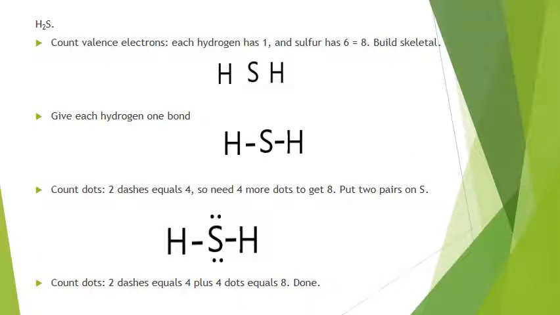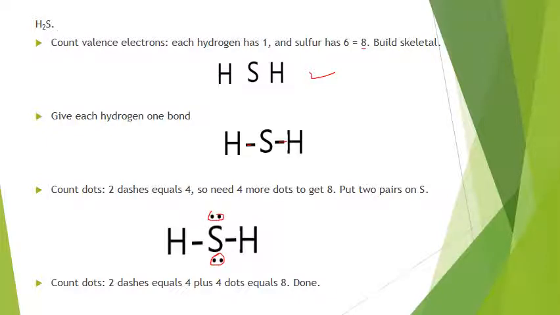Okay, this is called hydrogen sulfide. Count the number of valence electrons. There's 2 hydrogens and 1 sulfur, so it's 2 plus 6 gives me 8. Here's the skeletal structure. Put sulfur in the middle, hydrogen on the outside. Give the outside atom its number of bonds and lone pairs, so hydrogen only gets 1 bond. Number of dots, 2, 4. You need 4 more, so the other 4 go as 2 pairs on the middle atom.